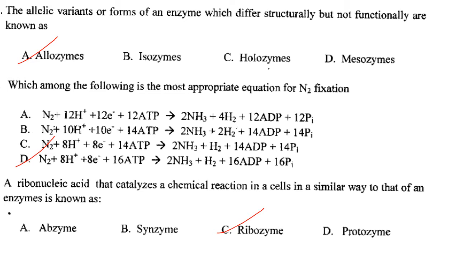Then next one. A ribonucleic acid that catalyzes a chemical reaction in a cell in a similar way to that of an enzyme is known as, it is called as ribozyme. Answer is option C. And what is abzyme? Abzyme is monoclonal antibody with catalytic activity. And synzymes, they are substances with catalytic capabilities.